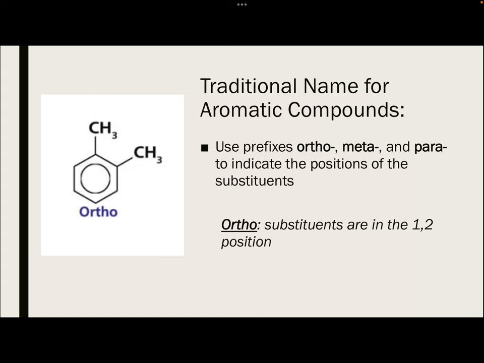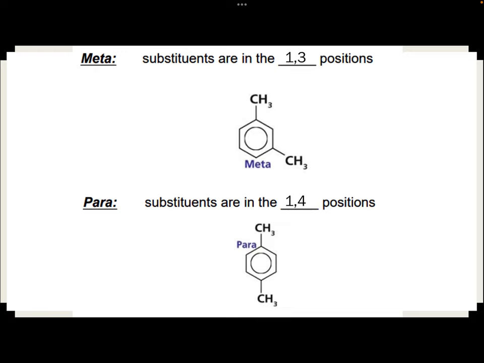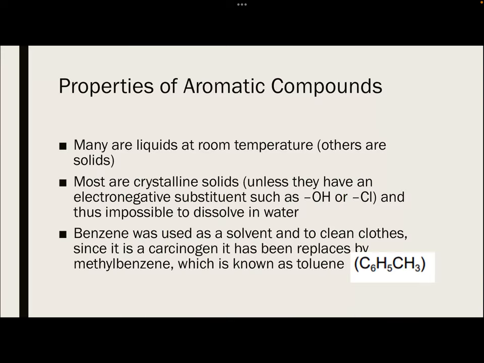Okay, so now we can look at traditional naming for aromatic compounds. At certain locations, they can have certain prefixes. Some prefixes we're going to take a look at are ortho, meta, and para, and that is going to indicate the position of our substituents. For ortho, you can see in the image on the left here, the substituents are found in the first and second position. Meta is at 1 and 3, and para is at 1 and 4. So these are the substituents at those positions. And that's all you need to understand, is where the positioning is.